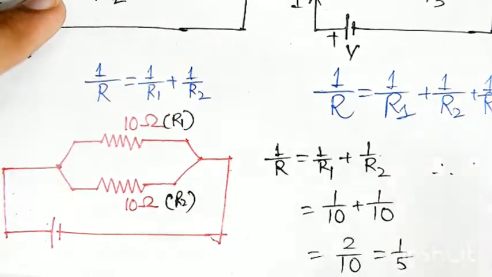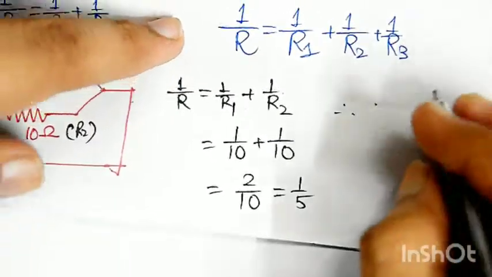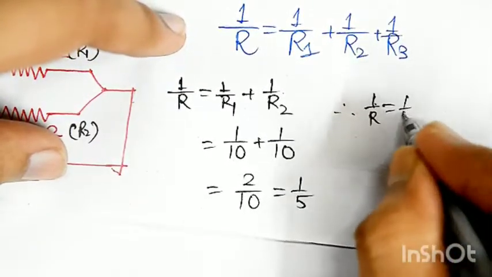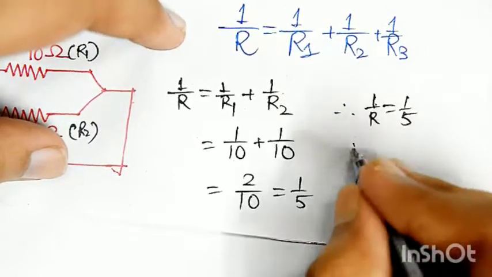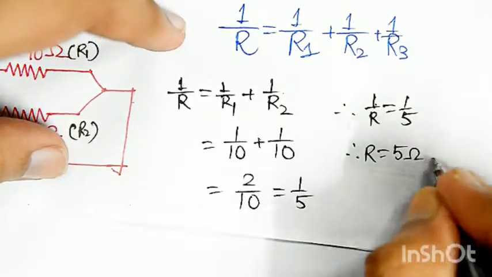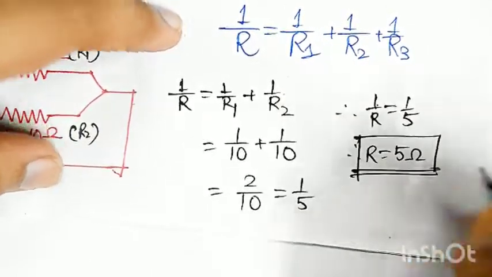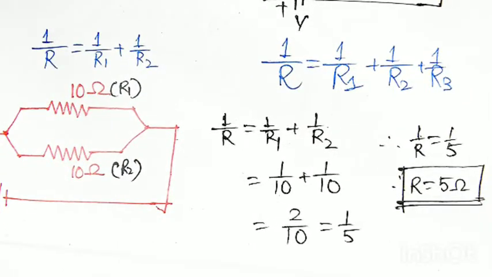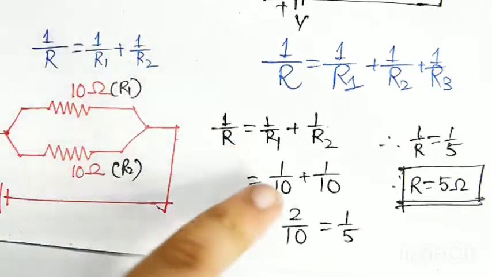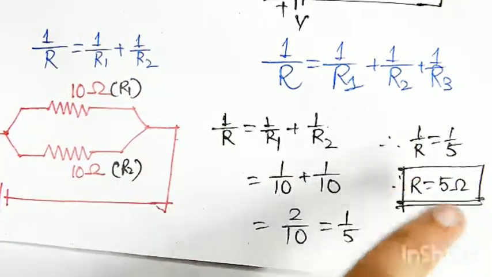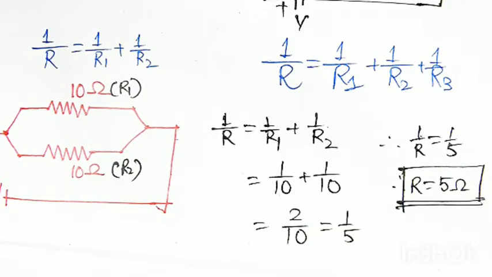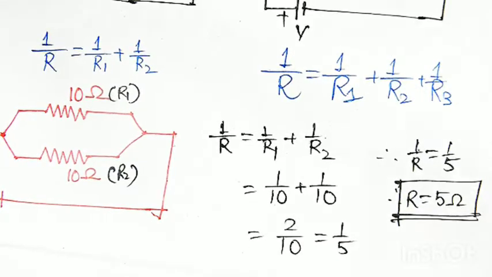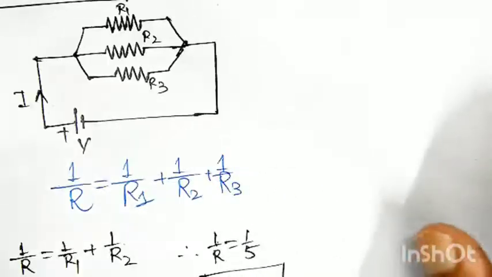So what did I get? 1 by R equals 1 by 5. Now very easily, R equals 5 ohms. Clear? This is how we calculate the value of resistances connected in parallel combinations. We calculate using this formula, we get the value of 1 by R, then just by inverting the fraction, we get the actual value. Clear? Let's solve one more of this kind.